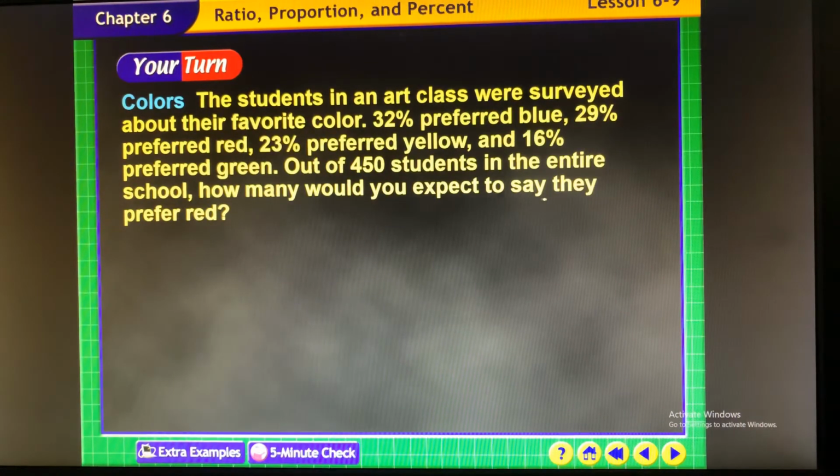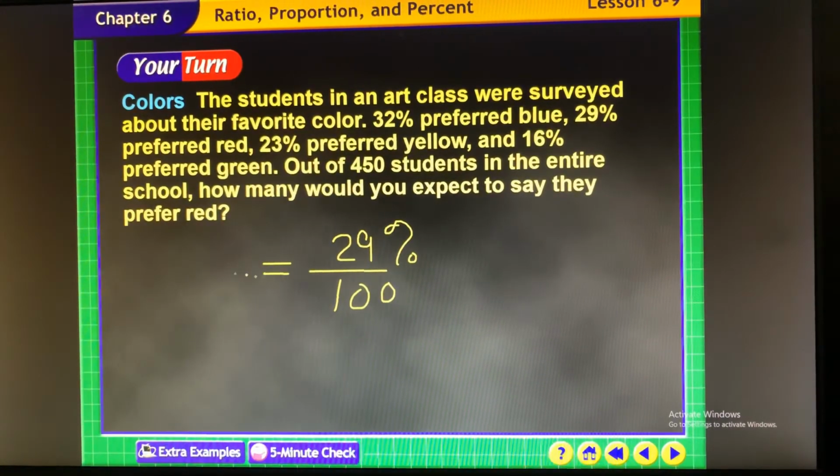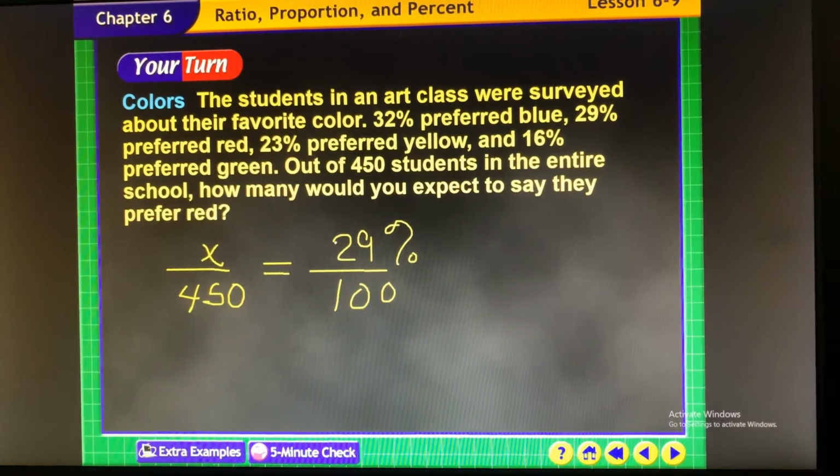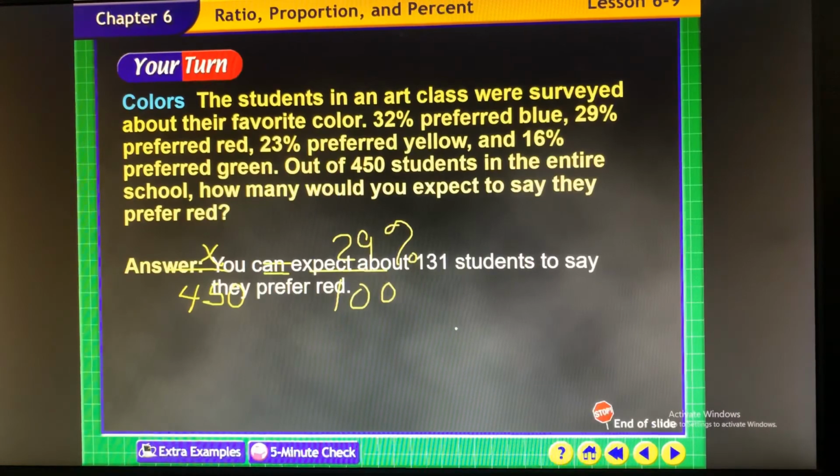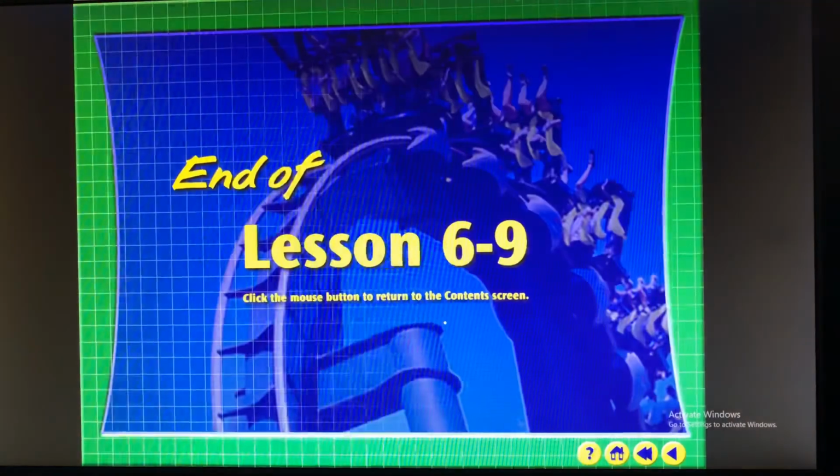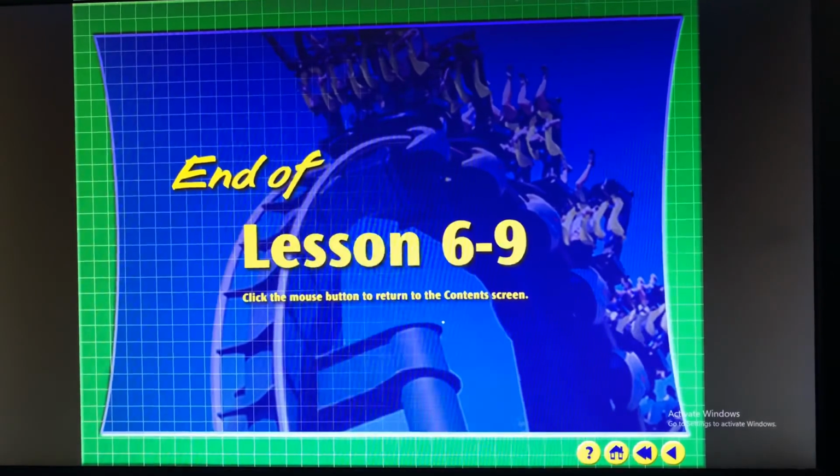This one, how many would you expect to say they liked red? So let's set it up like a proportion. 29 said red over 100. Your base is a total of 450 students. You're looking for the part. Cross multiply and divide. So you can expect 131 students. And that's probability, and the end of chapter 6. Good luck.